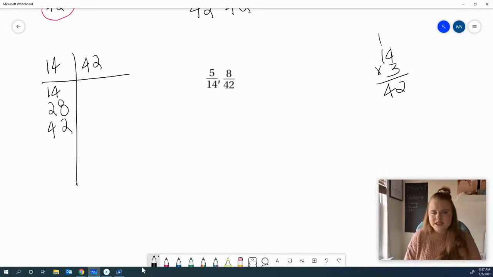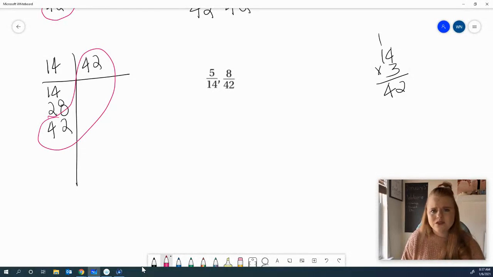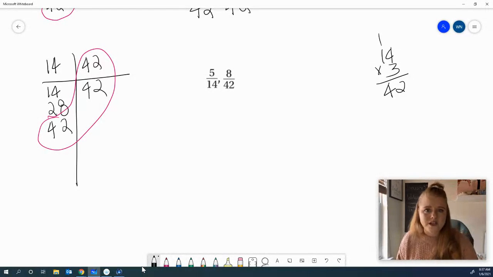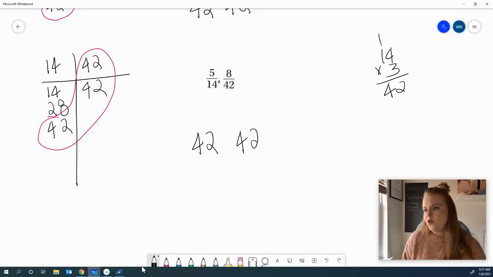Instead of multiplying 14 times 42, which would have been a really big number, I found out that my least common multiple is actually just 42. And that totally works because 42 times 1 would have given me 42. So much easier than having to multiply. So my common denominator is 42. To get to 42, I had to multiply 14 times 1, 2, 3. And if I multiply the denominator by the number, I have to multiply the numerator.